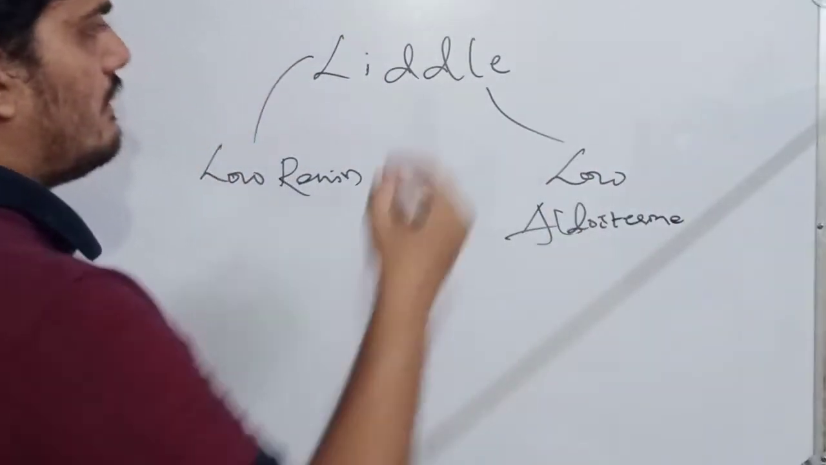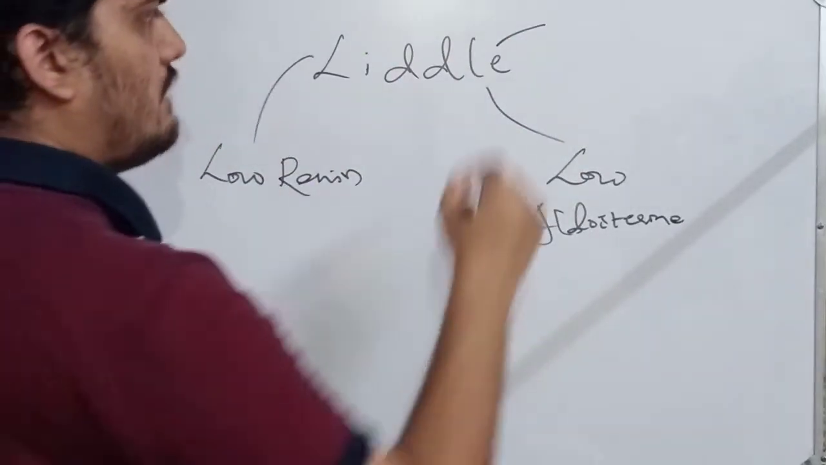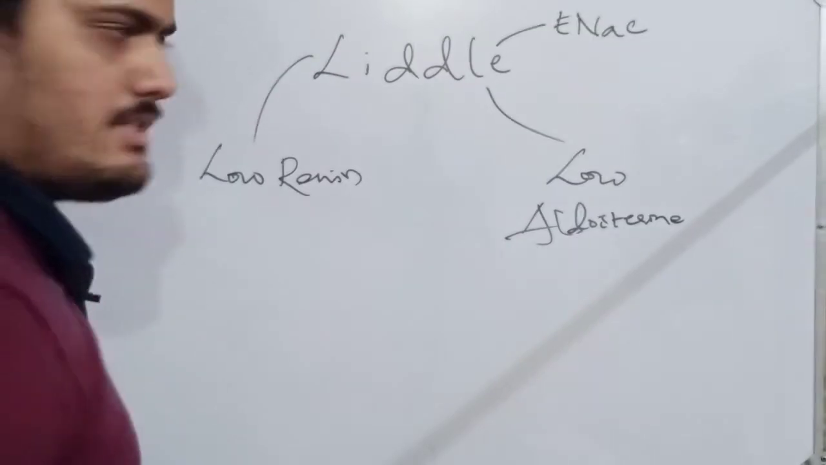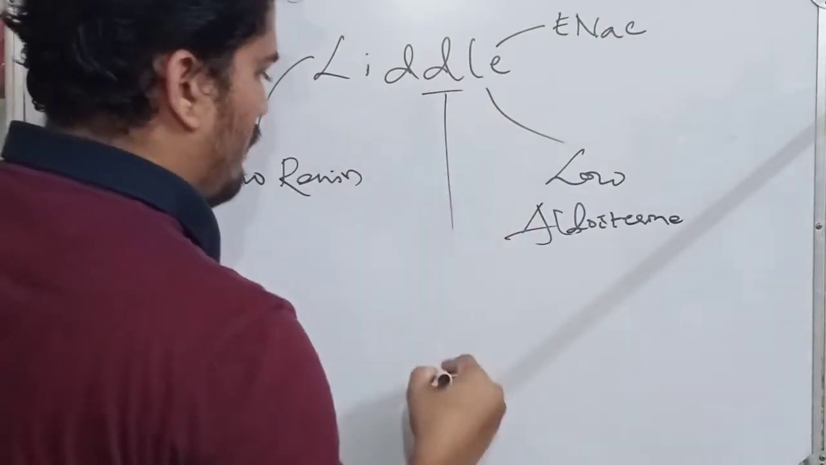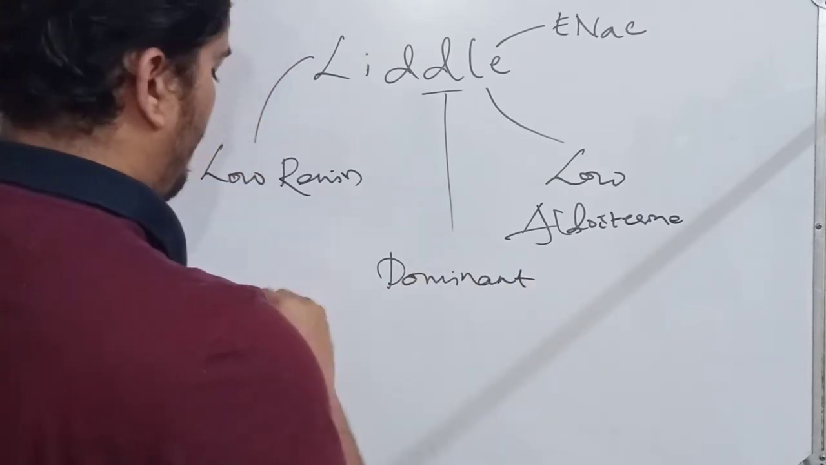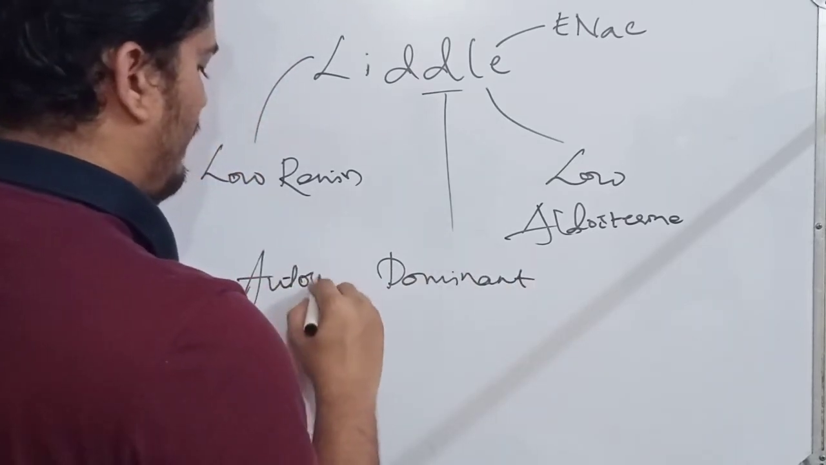Okay. Then what will this E stand for? E will stand for ENaC channel overactivation. And what will this D stand for? It's a dominant inheritance, that is, autosomal dominant inheritance.